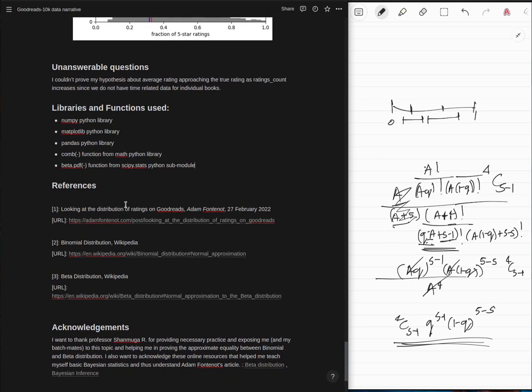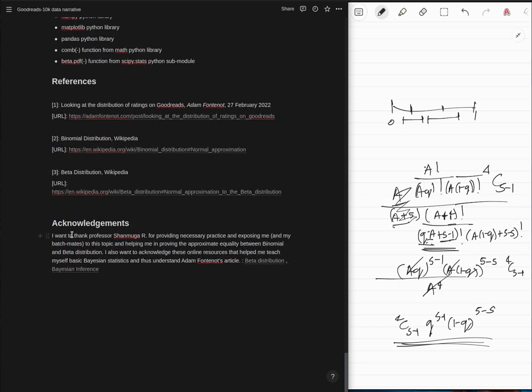Finally, we have these two sections: references. So looking at the distribution of ratings on Goodreads, of course the URL that I posted before. I showed you this, right? Okay, binomial distribution, Wikipedia. So just the normal approximation. I actually didn't know of it before, and I had to learn about all of that. Beta distribution, Wikipedia. So once again, normal approximation.